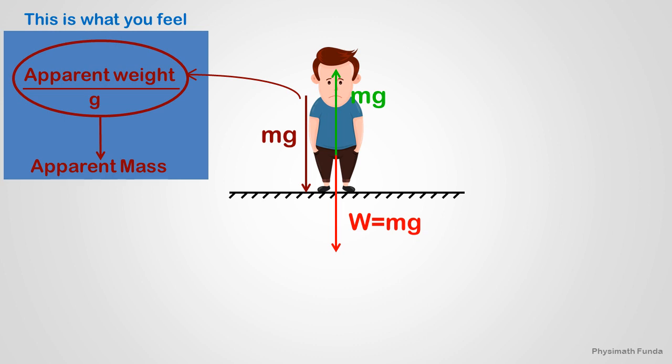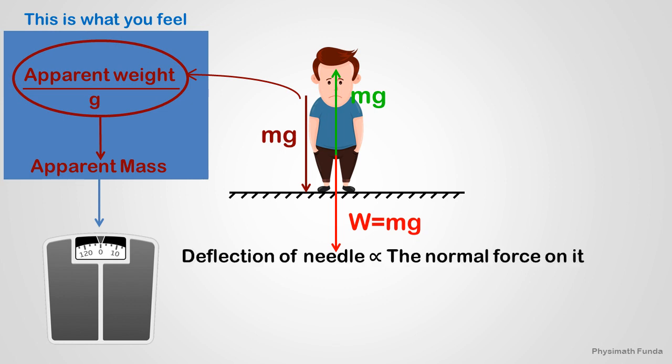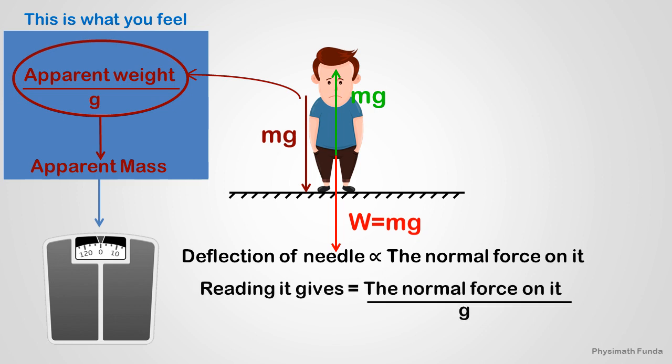This is what you feel as your weight or mass. Not only what you feel, but it is also what is measured by this machine. So how does a weighing machine work? The deflection of the needle of this machine is directly proportional to the normal force acting on it, and the reading it gives is nothing but the normal force acting on it upon g.